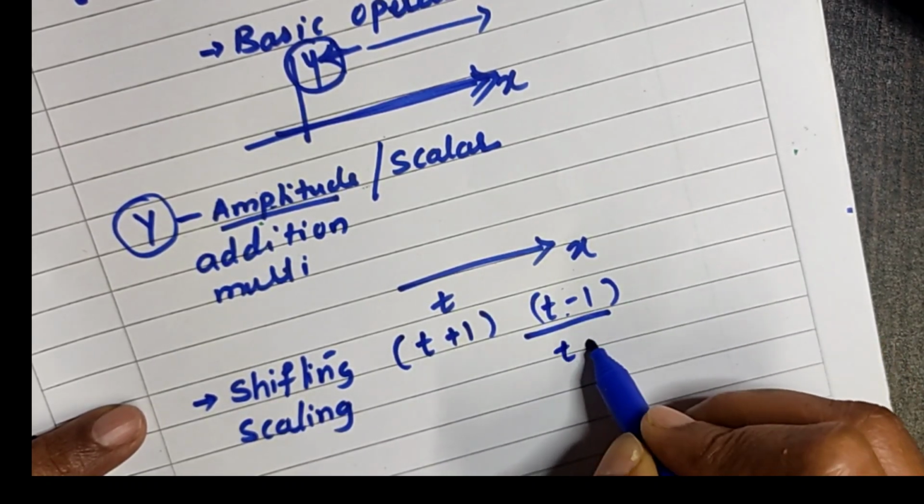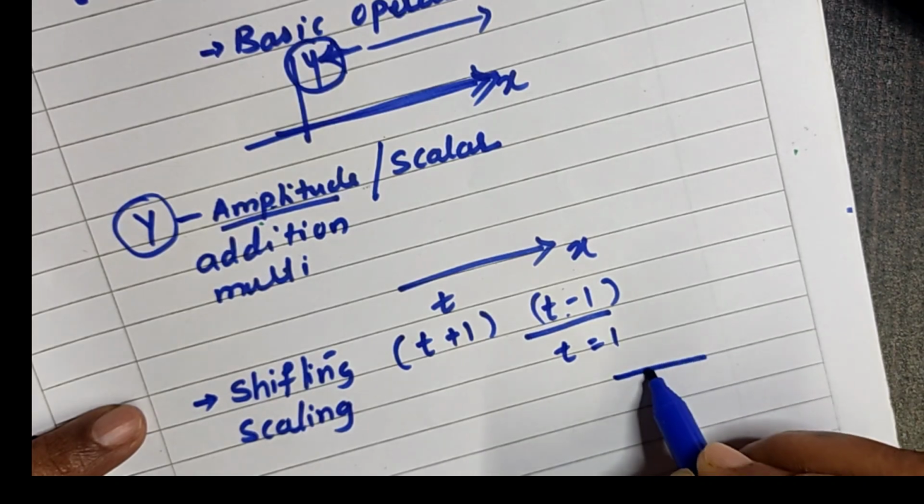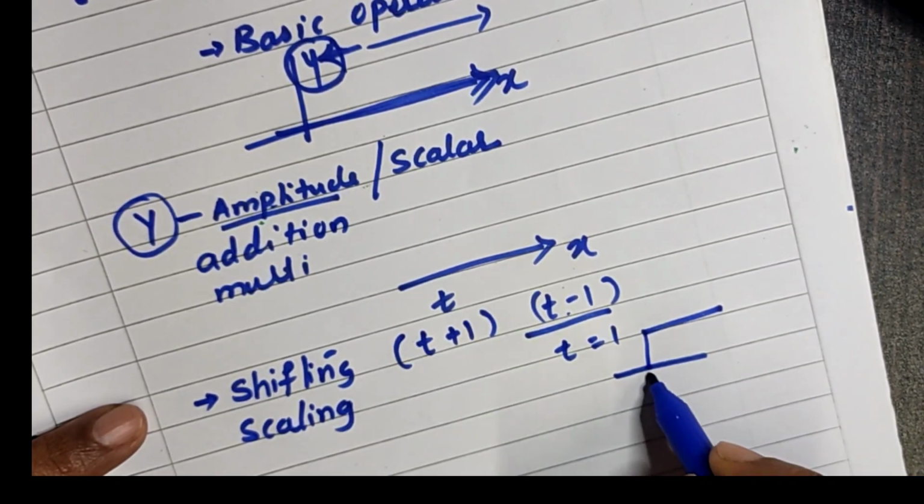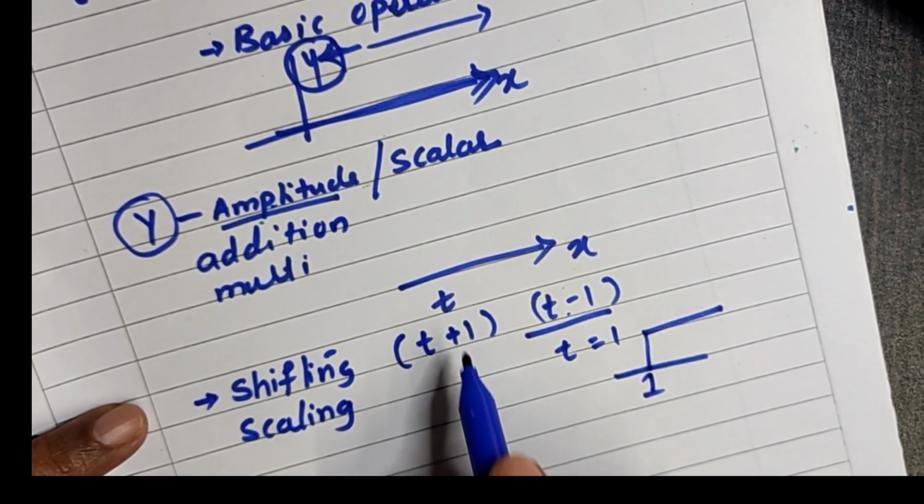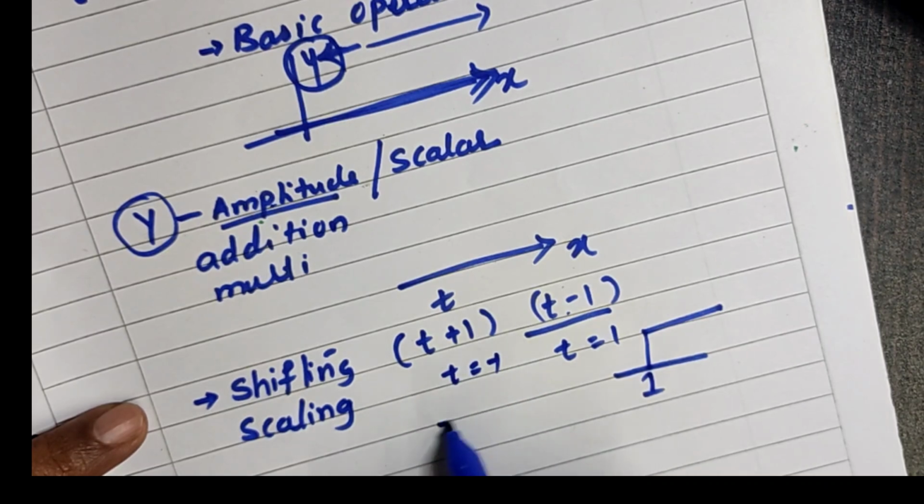t minus 1 indicates t equal to 1, so our signal starts from 1. t plus 1 means t equal to minus 1, where the signal starts from minus 1. It may be continuous or it may be discrete.